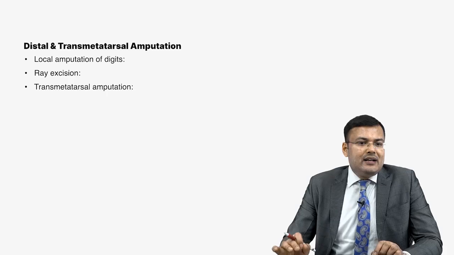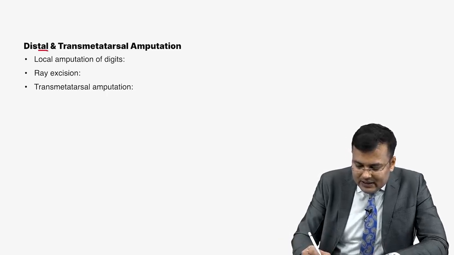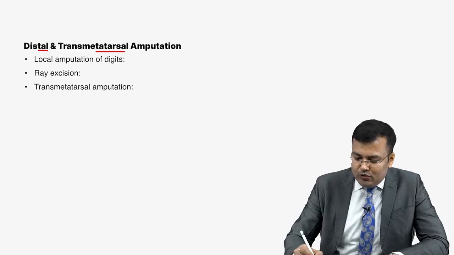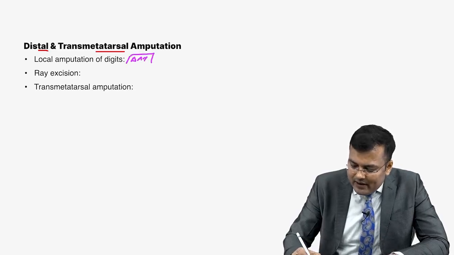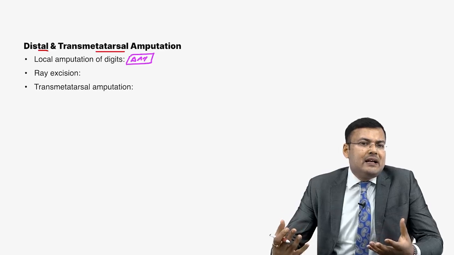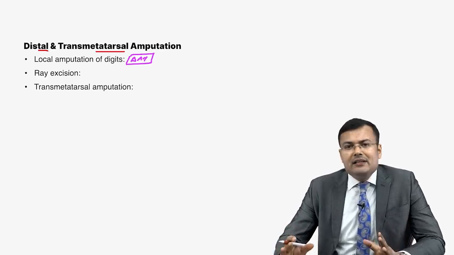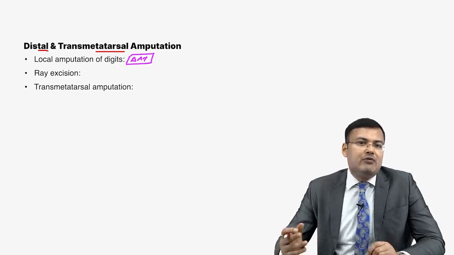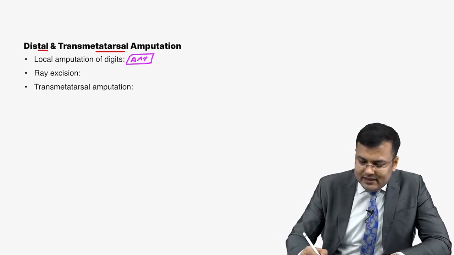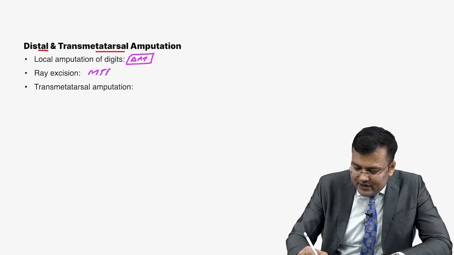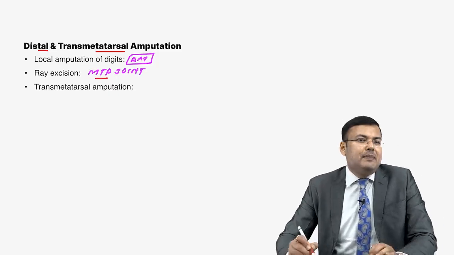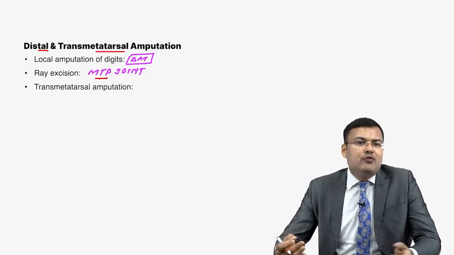See the important points related to distal and transmetatarsal amputation. First, local amputation of digits can be done in patients who have diabetes mellitus. Why? Because diabetes mellitus causes small vessel disease with relatively good blood supply to the surrounding tissues. Second, in which cases do we do ray excision? Ray excision is done when the metatarsophalangeal joint is involved. If there is involvement of the MTP joint, in that case we can go for ray excision.